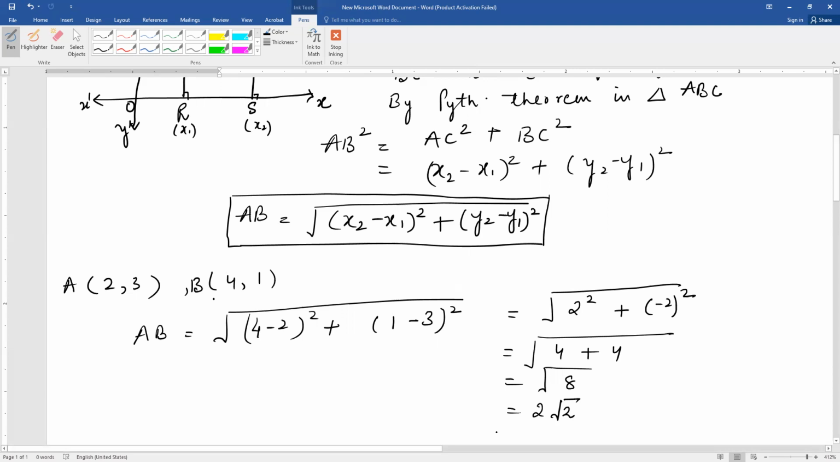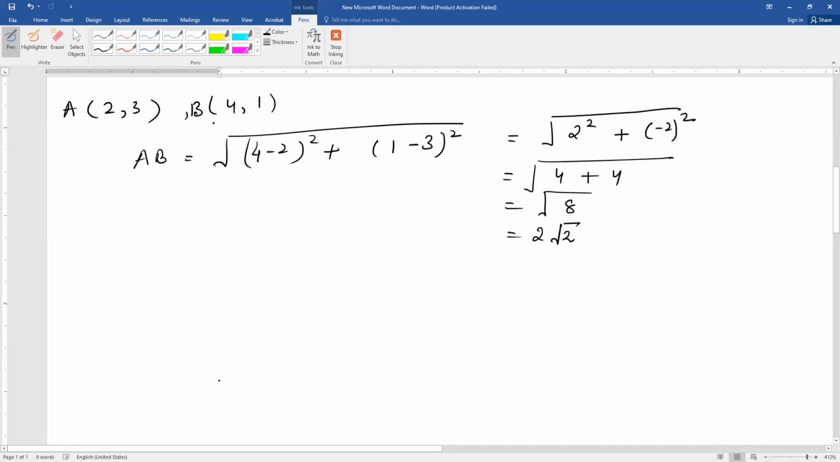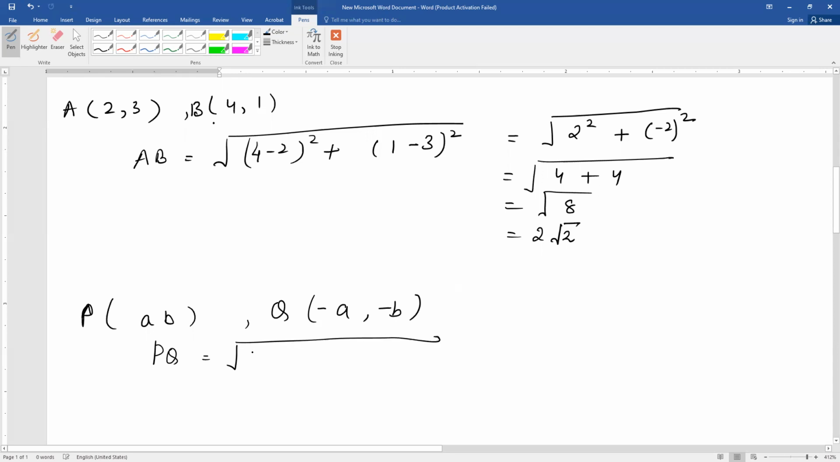By applying this formula, you can find any distance. Let us take one more example. Suppose you are to find the distance between 2 points, say P is a, b and Q point is minus a, minus b. Now what will be the distance PQ? It is, again you write this formula, x2 minus x1 whole square plus y2 minus y1 whole square.